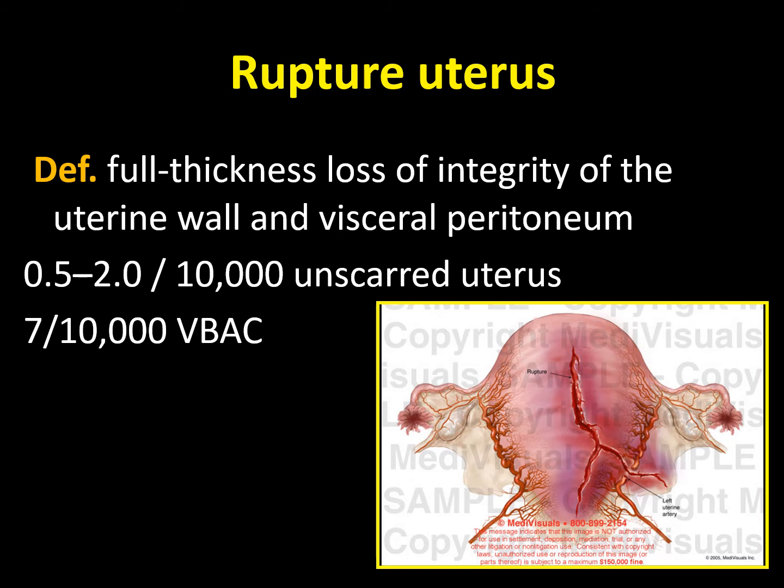Ruptured uterus is a rare cause of antepartum hemorrhage, and it is defined as full thickness loss of integrity of the uterine wall and visceral peritoneum. It occurs in 0.5 to 2 per 10,000 unscarred uteri and 7 per 10,000 vaginal births after cesarean section. Unscarred means this lady never had a cesarean section, D&C, or myomectomy. This is the meaning of unscarred uterus. So the risk is really low.